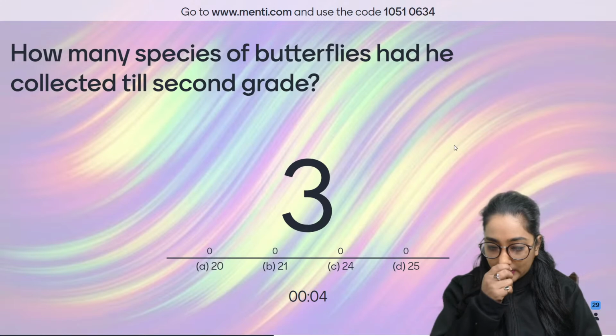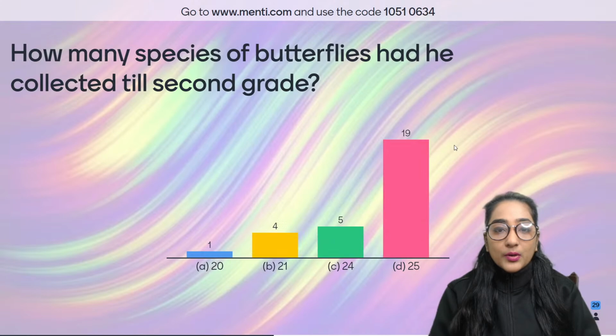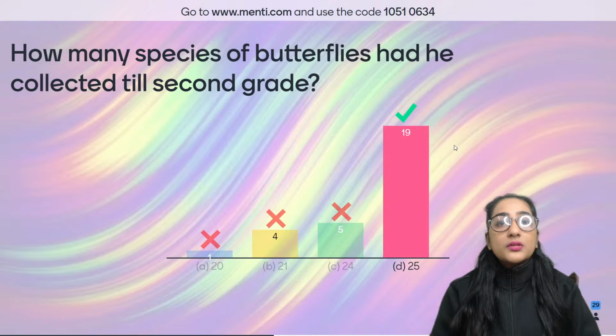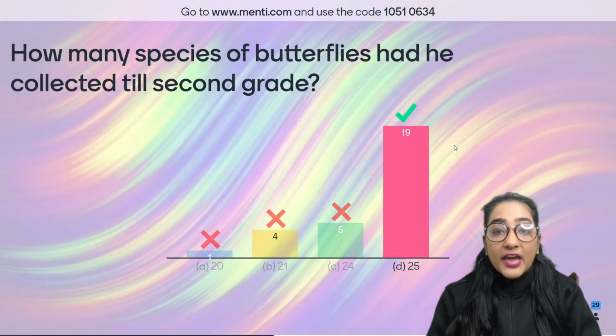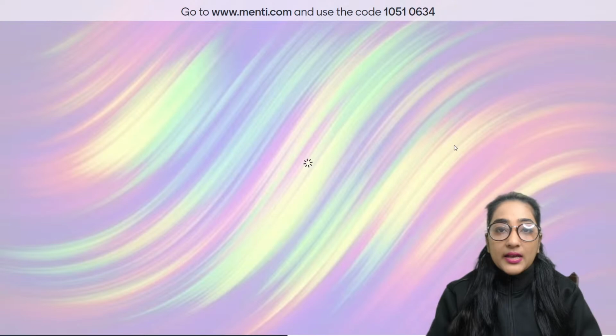Here we go. Very good. Guys, nowhere has it been given 20, 21, 24. I had told this so clearly. Till the time he was in his second grade, he was able to collect 25 species, right? 25 species of butterflies. So keep that in your mind. Let's have a look at the leaderboard.